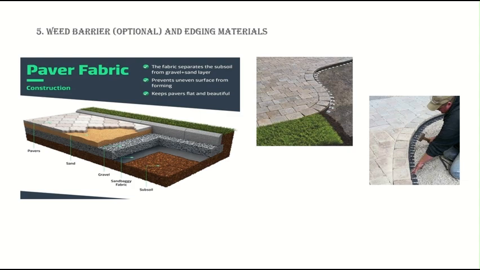After the patio is installed, we need some edging materials. We need the edges to be intact. We don't want them to be loose over time, so we're going to use some edging materials. It could be plastic or metal, or it is subjective to the customer. It comes in different designs, so totally subjective.